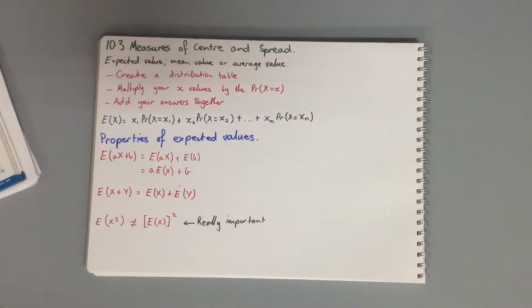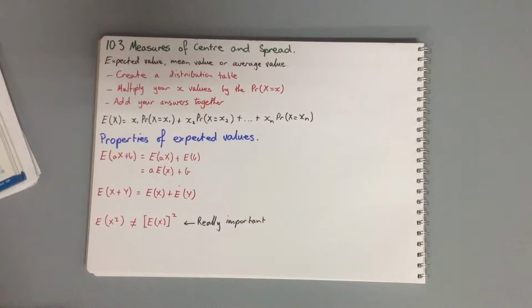Hey, in this tutorial we're looking at section 10.3, which is measures of centre and spread. Our expected value, or mean value, or average value: to find that, we need to create a distribution table. We multiply our x values by the probability associated with those x values, and then add the answers together.